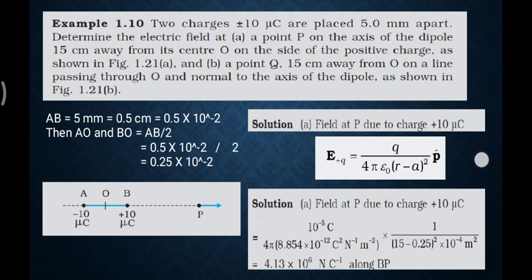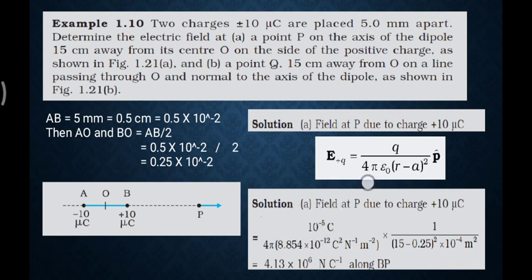If you are still having confusion about how this equation comes, you can go into the ninth part. So now it is Q by 4 pi epsilon 0 into r minus a whole square into p cap. P cap just shows the direction, so there is no more need to focus on this part. Now Q is equal to 10 to the power minus 5. How? 10 microcoulomb, so micro is 10 to the power minus 6. 10 into 10 to the power minus 6 will be 10 to the power minus 5.